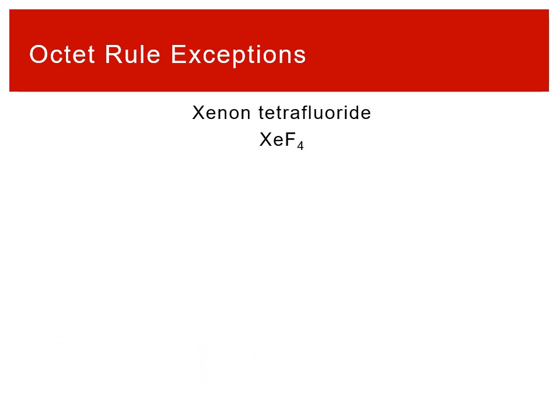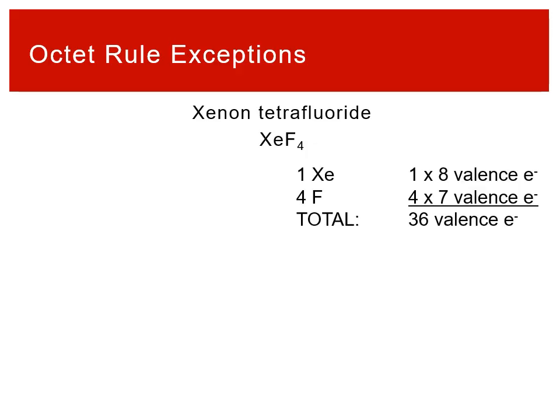Xenon tetrafluoride. Xenon has 8 valence electrons. Each fluorine has 7, giving you 36. So on the face of it, you can see something weird's going on. Xenon is a noble gas, right? Xenon already has 8 valence electrons. So xenon tends to not want to react. It doesn't do a lot of chemistry. Most of the noble gases do not do any chemistry.